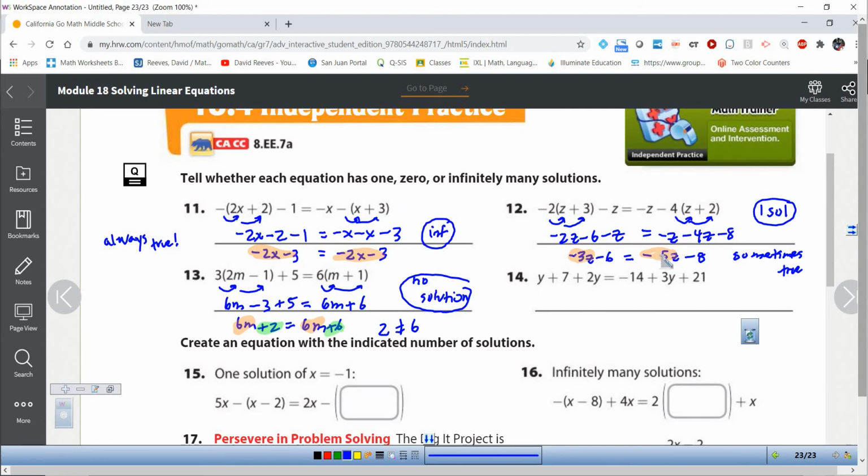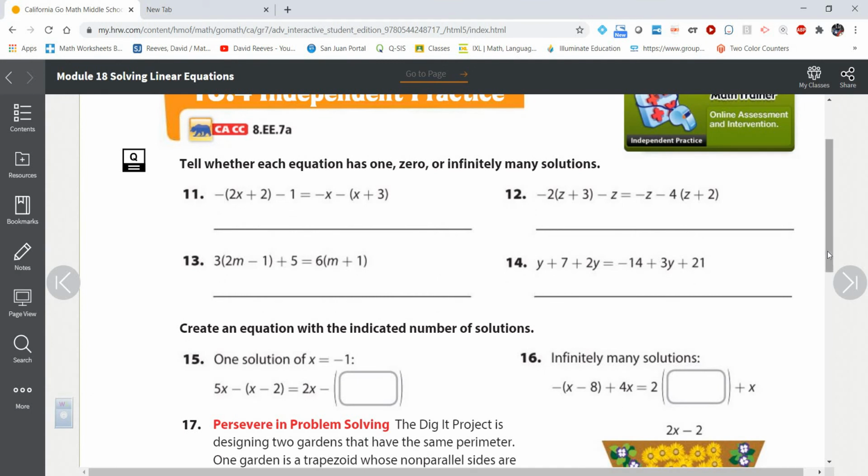All right? So when the two sides are exactly the same, infinitely many solutions. When the two sides, the variable terms, are different, it will have one solution. And when the variable terms are the same, but the rest is different, that's when it has no solution. No solution. All right?